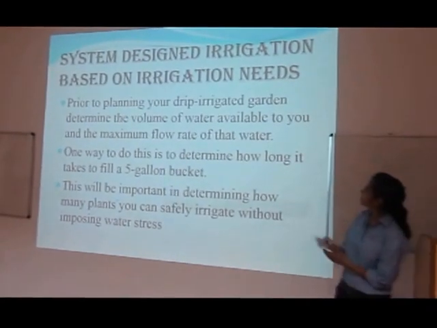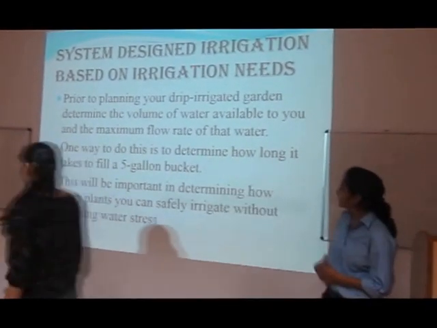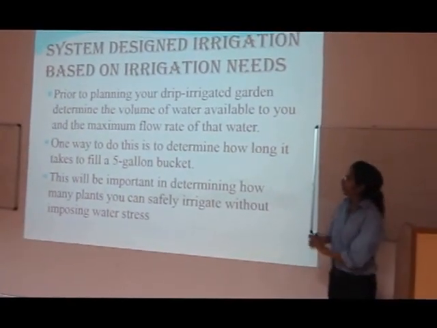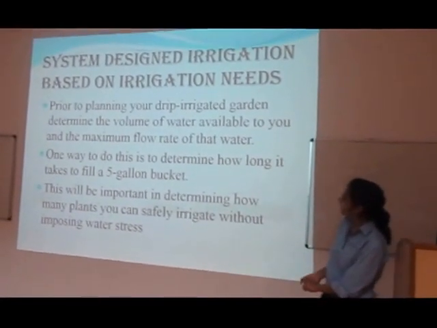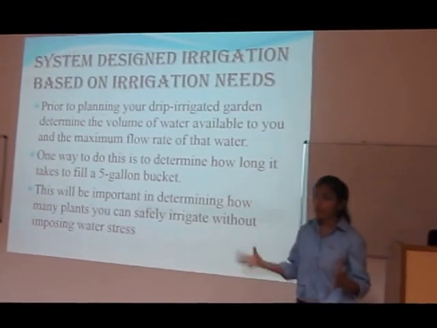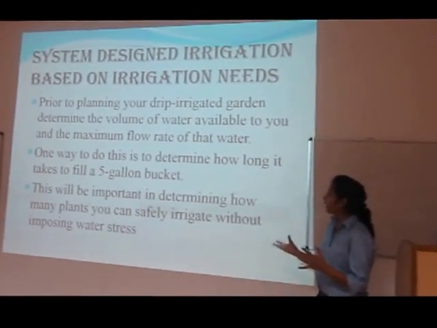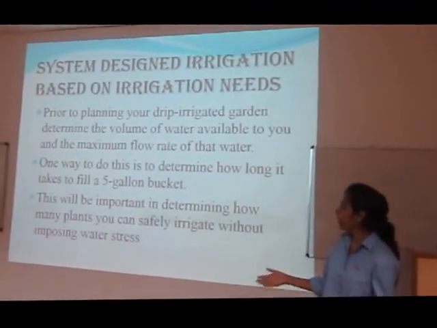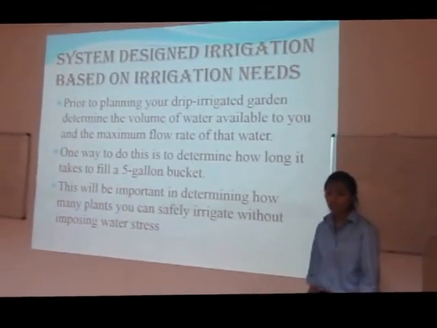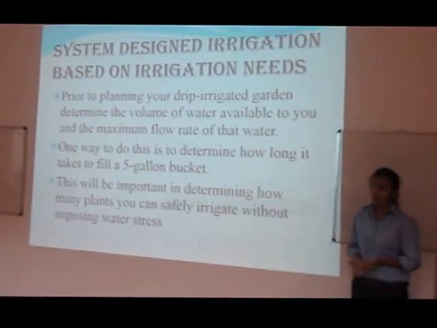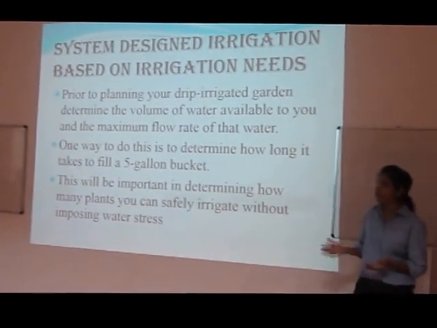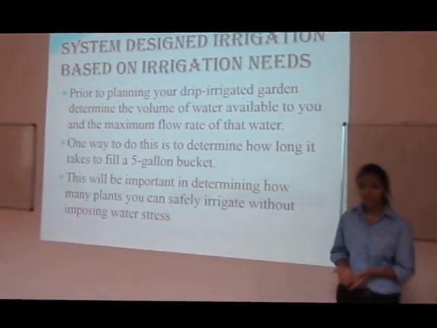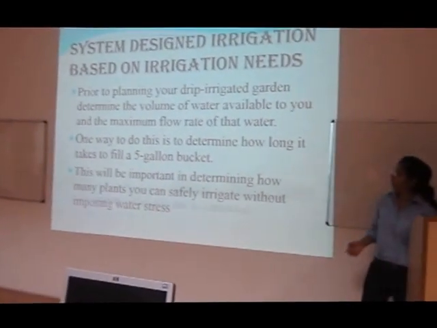Moving on to the system design based on irrigation needs. What we can do is to design this type of irrigation. We can plan a drip irrigated garden and determine the water available to us, and then we can determine how long the water can be stored in a bucket. It is very important for us to know how much volume and quantity of water we can save. If we can determine this, then our process can go in a very good way.